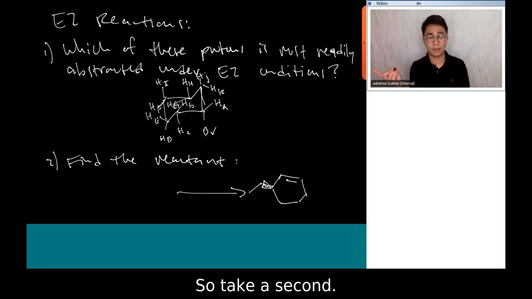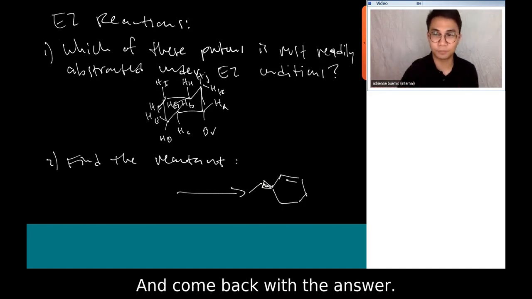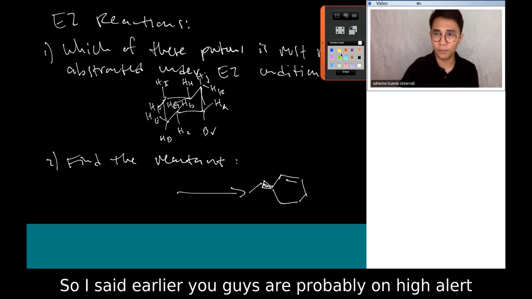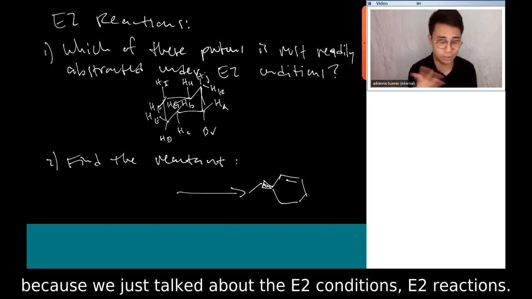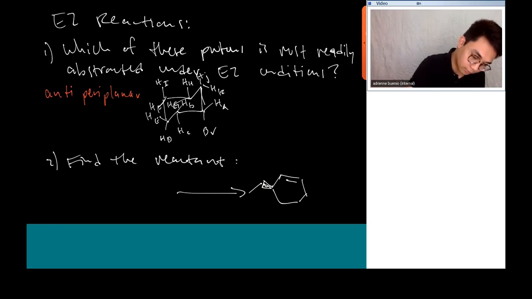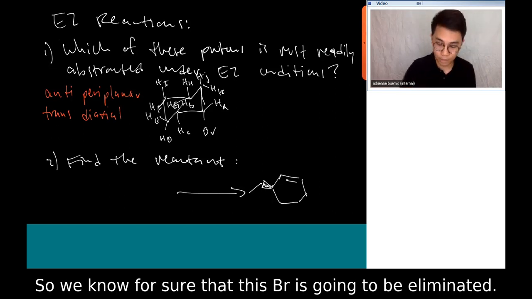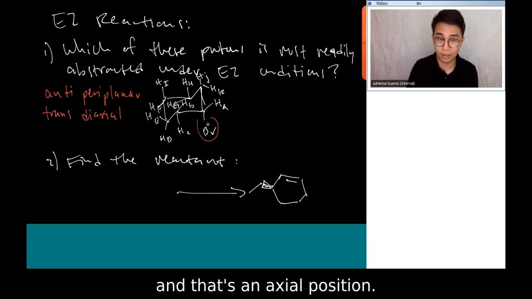Okay. So take a second, pause the video, try to read this chair, and come back with your answer. I said earlier you guys are probably on high alert because we just talked about E2 conditions, E2 reactions, and why? Because we know they have to be anti-periplanar and they have to be trans-diaxial. So we know for sure that this Br is going to be eliminated, right? So now we're looking for something that's trans and that's an axial position.